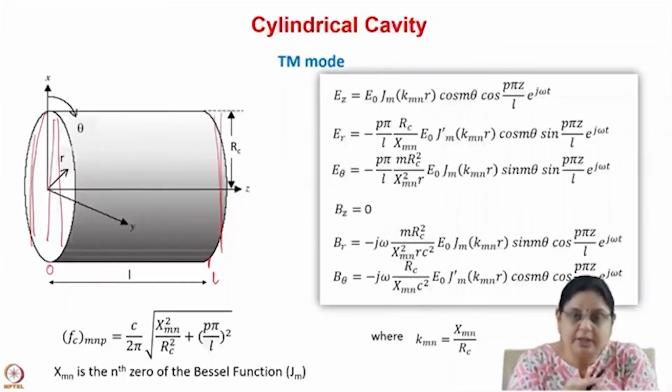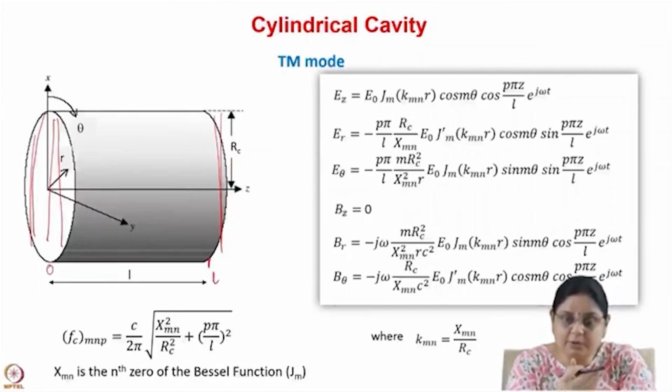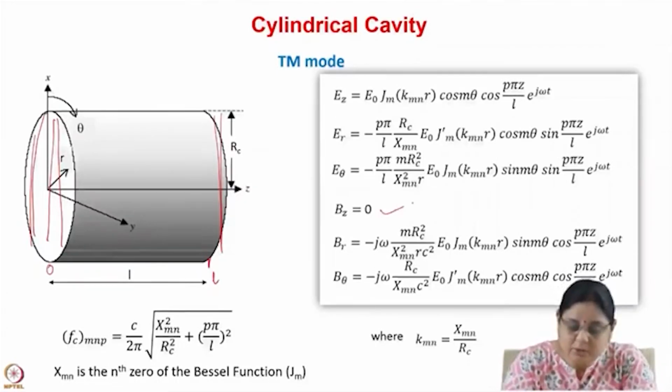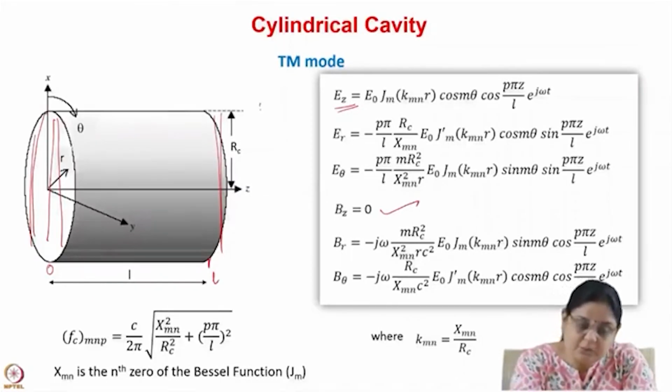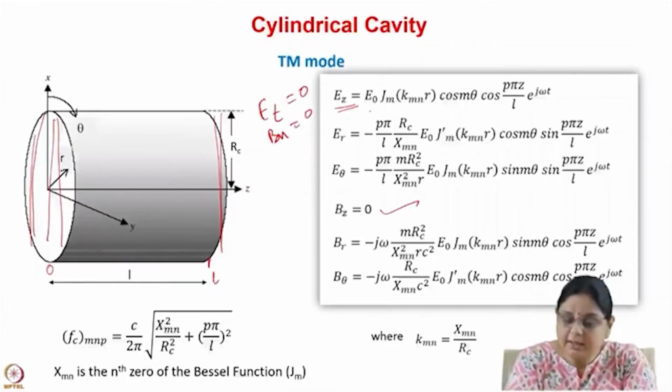A cylindrical cavity is generally used for acceleration, and you can solve for the fields in the cavity for Ez and Bz, for either the TM mode or the TE mode. I have written the results here directly. For the TM mode, Bz is equal to 0, and when you put Ez in the wave equation and then put the boundary conditions that the tangential component of electric field is 0 and the normal component of magnetic field is 0, and solve for it, you will get Ez like this.